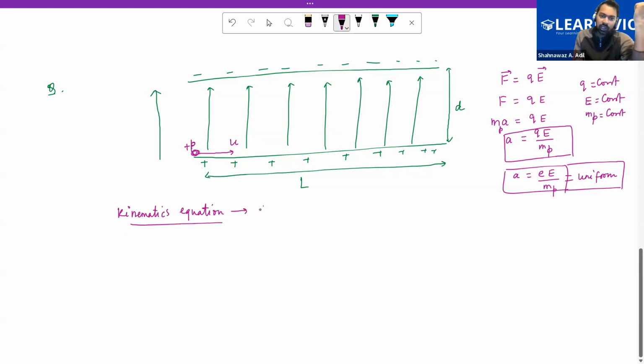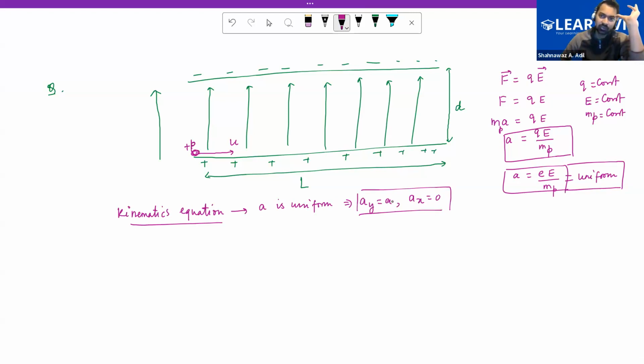X equation because A is uniform. And if we write it precisely, this A is in the direction of, let's say, AY. AY is A and AX is 0, right? No acceleration in the right direction. We have only acceleration in the upward direction, right? Clear? Yes.